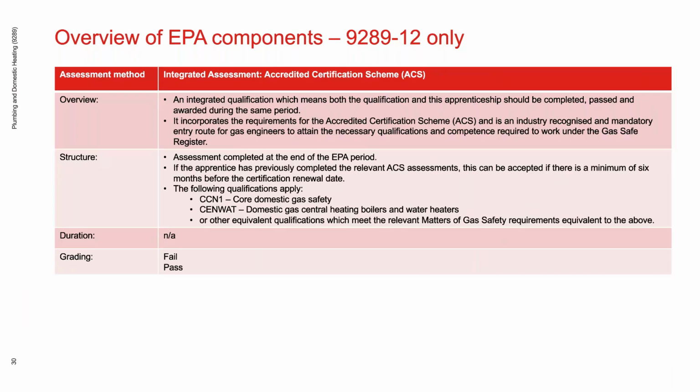So again, the structure: the assessment is completed at the end of the EPA period. If the apprentice has previously completed ACS assessments, this can be accepted if there's a minimum of 6 months before the certification renewal date. The following qualifications apply: CCM1, core domestic gas safety, and CENWAT, domestic gas central heating boilers and water heaters. Again, that's graded on a pass or fail.